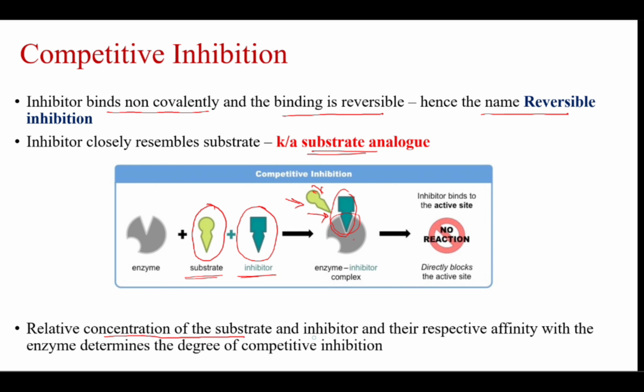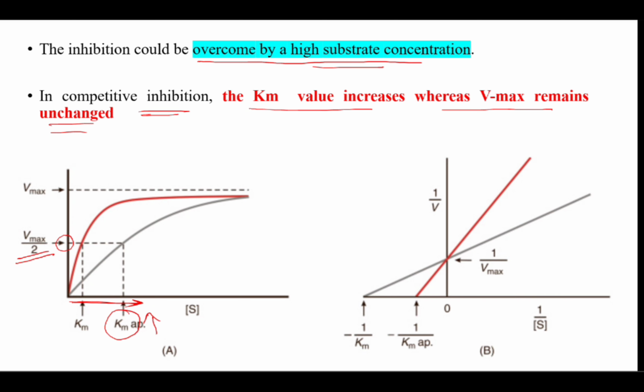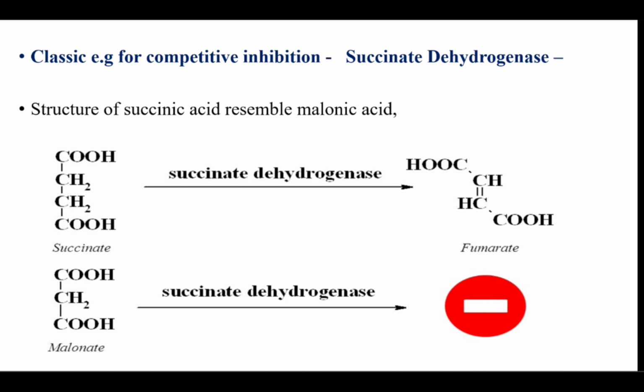The relative concentration of the substrate and inhibitor and their respective affinity with the enzyme determines the degree of competitive inhibition. So the more the substrate concentration, the more this binding will become reversible. Now this inhibition can be overcome by a high substrate concentration. So in competitive inhibition, the Km value increases whereas the Vmax remains unchanged. If we increase the substrate concentration to reach the same maximum velocity, that inhibition is reversible. That is why it is said that the Km value is increased whereas Vmax is the same in competitive inhibition.